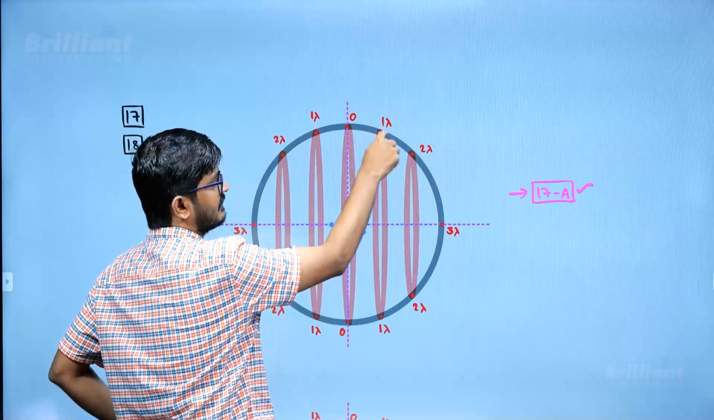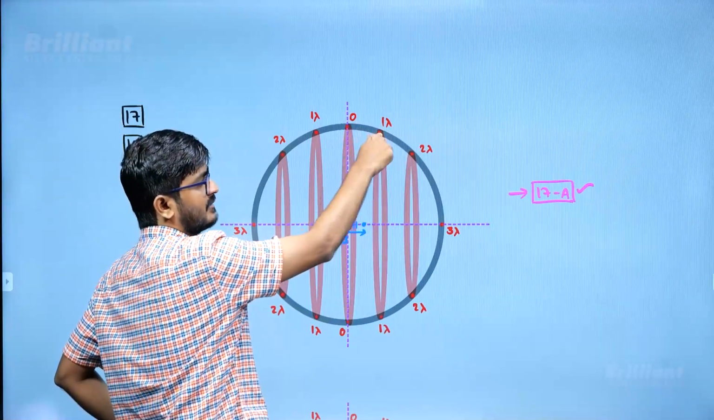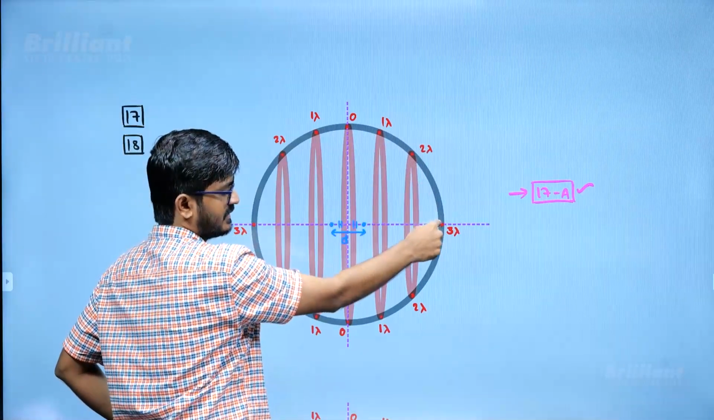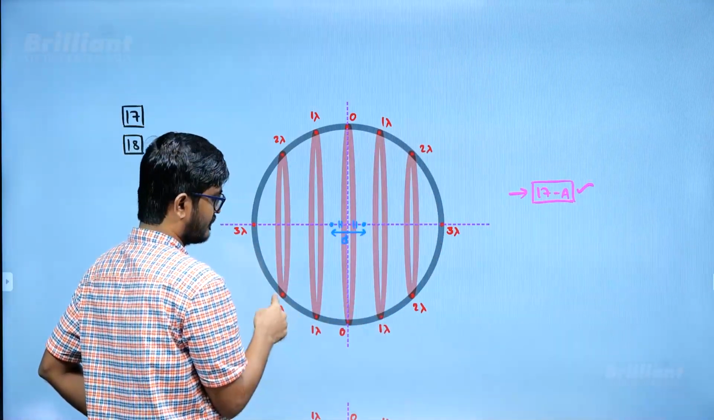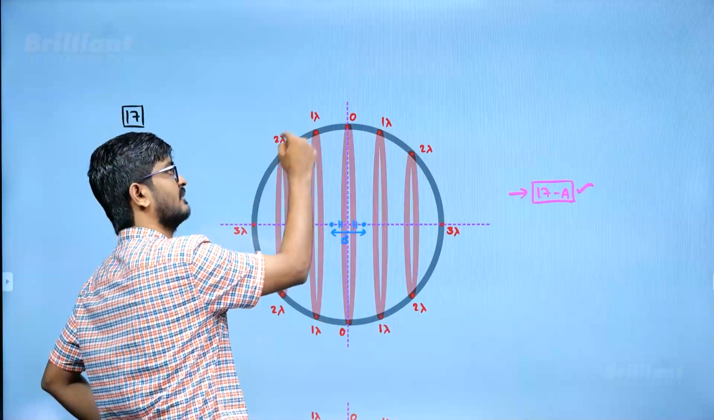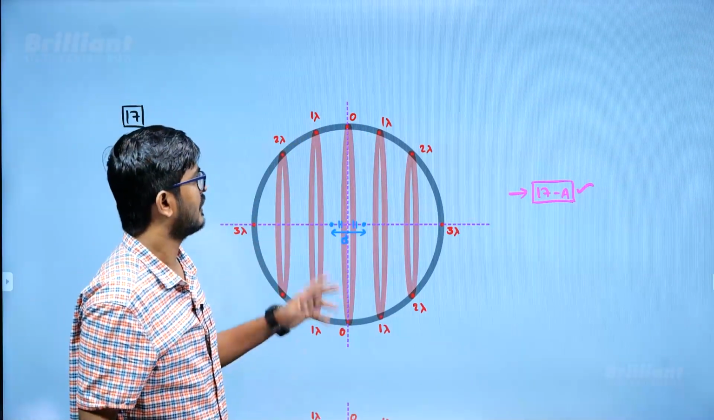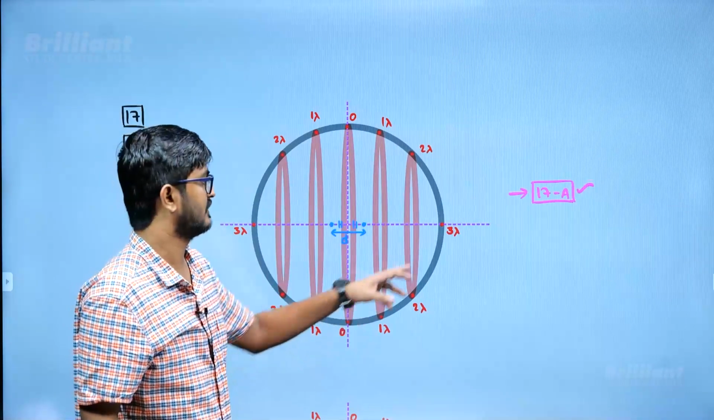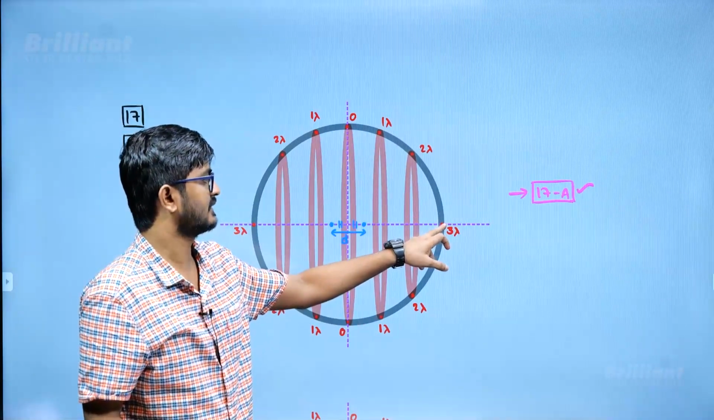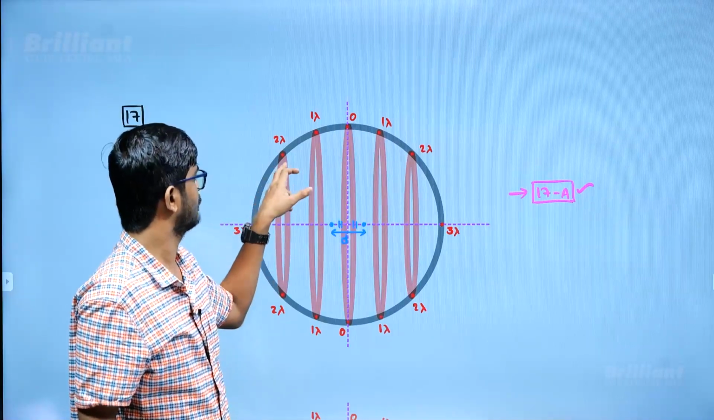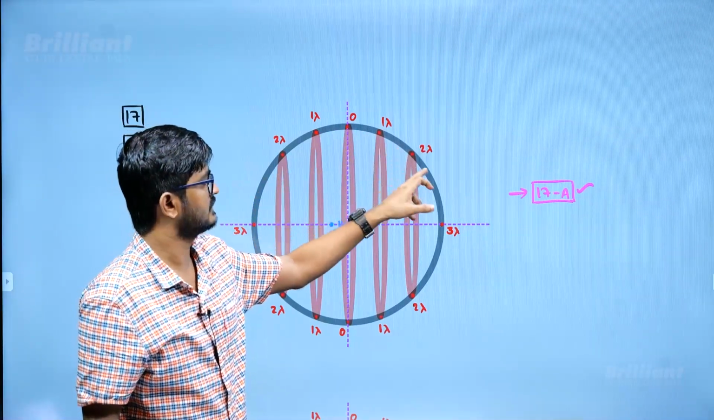So I know like somewhere down the line 1 lambda must come and 2 lambda must come, path difference. So 0, 1 lambda, 2 lambda, 3 lambda, 2 lambda, 1 lambda, 0, 1 lambda, 2 lambda, 3 lambda, 3 lambda, 2 lambda, 1 lambda, 0, right? Now they are asking how many constructive fringes will be there, like 3 lambda here, 2 lambda here, right? So how many you can count? 1, 2, 3, 4, 5, 6, 7.